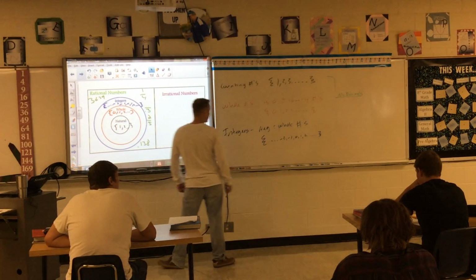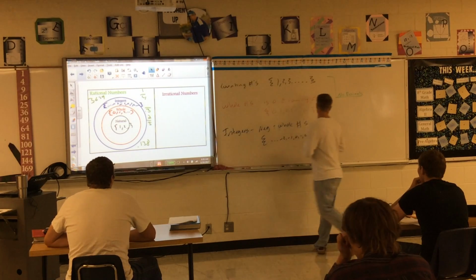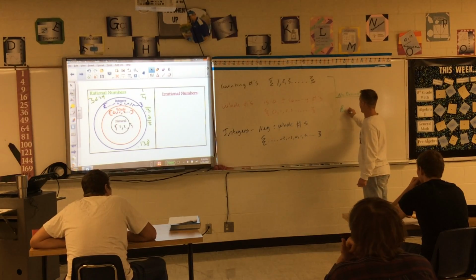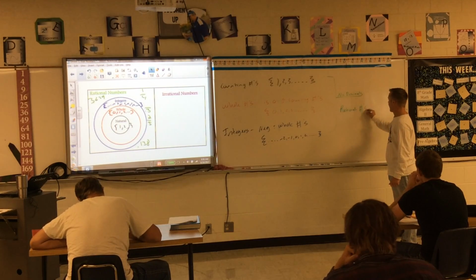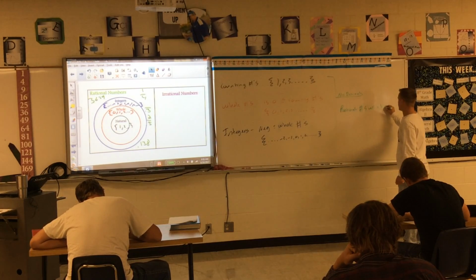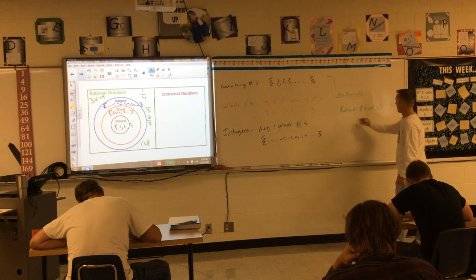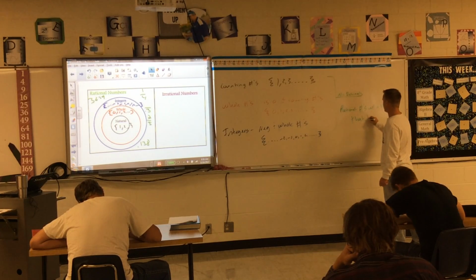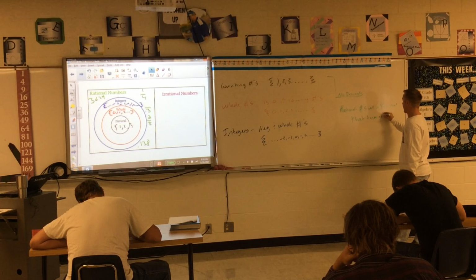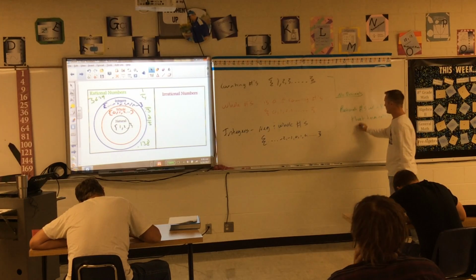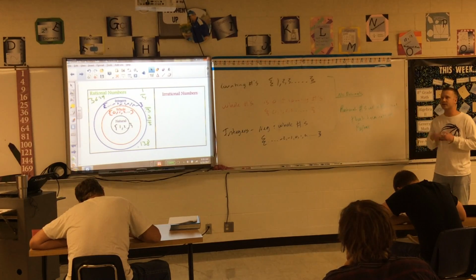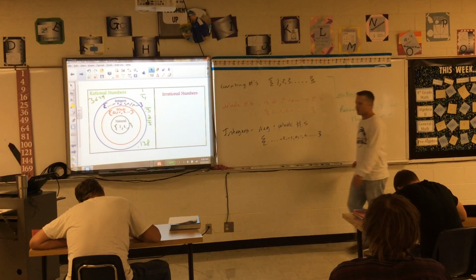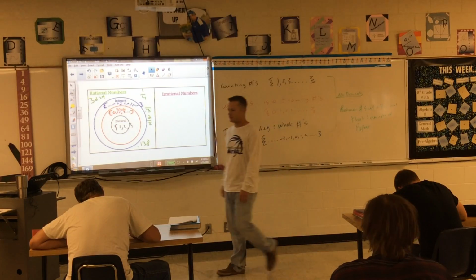And then under rational numbers for your definition, just say numbers with a decimal that terminate, which means end, or repeat. Okay? So the decimals terminate or repeat. I can make sense of them. Rational numbers make sense. Okay?